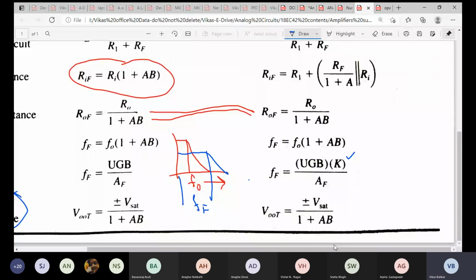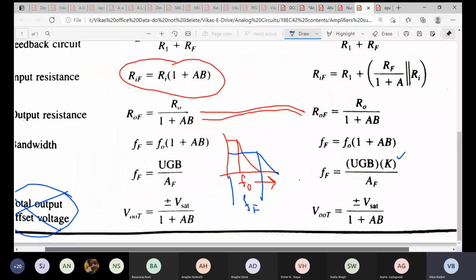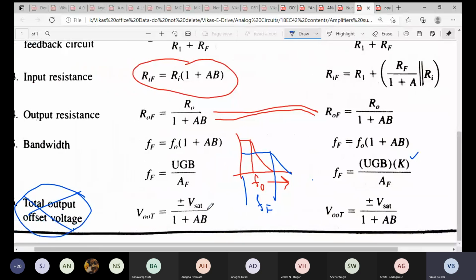And finally they mentioned something about output offset voltage, though this concept is not in the syllabus. I'll just give a glimpse. The maximum offset voltage at the output side will be the saturation voltage, whatever is specified in the datasheet, divided by 1 plus A beta. So that is the total offset voltage for both inverting as well as non-inverting configuration.